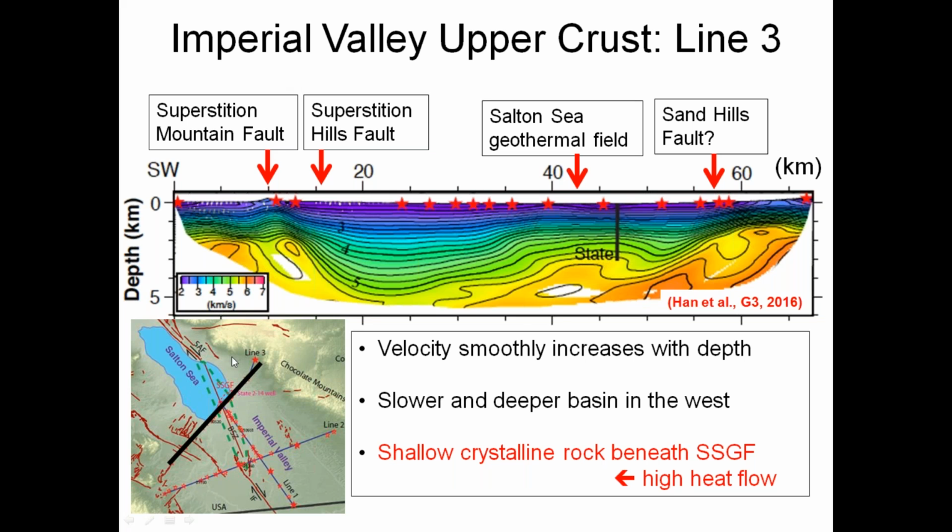Here is a velocity model along line 3 in the Imperial Valley. The left is southwest, the right side is northeast. We have the Superstition Mountain fault and Superstition Hills fault in the west, and also the Salton Sea geothermal field at a distance of about 42 km.